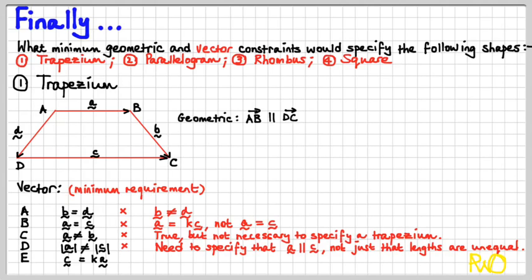Alright, so C equals KA. So I think that's right. In other words, it's parallel, it's a scalar multiple of A. How sweet it is. It's true. And it specifies one set of parallel lines, which is what you need for a trapezium. Get it? These are tricky. They're tricky, right? But I'm making them deliberately tricky to try and make you think.